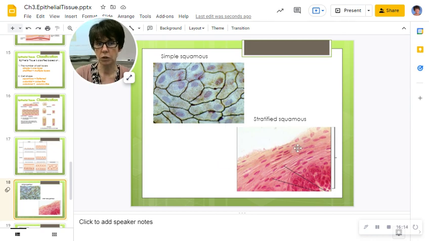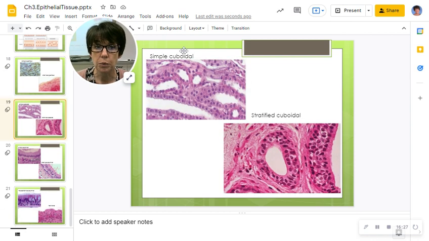This would be stratified squamous. So this would be like the layers of your epidermis here from the side. Multiple layers of these flattened cells. Squamous is the flattened cell. And then we have the simple cuboidal. Again, we have a layer of cuboid cells, a layer of cuboid cells, a layer of cuboid cells. So just one layer around these little tracts. Stratified cuboidal, we have multiple layers. There'd be a layer here, and then another layer here, and then one more out here. And then we're getting into the connective tissue by it.